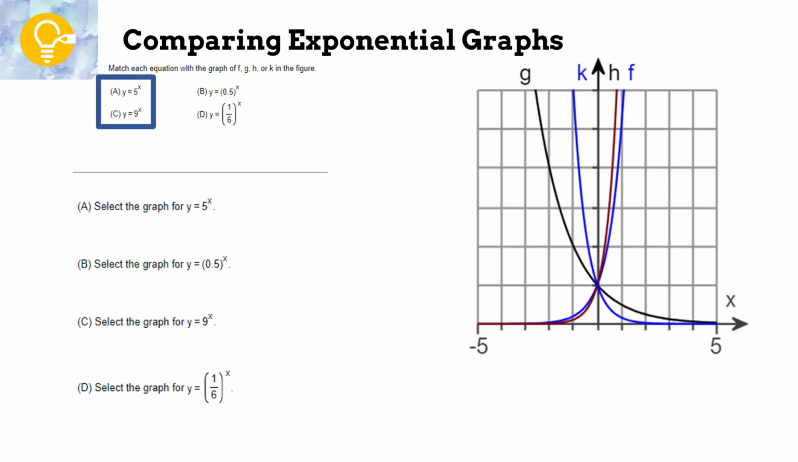Let's look at A and C together. Those both have when b, our base, is greater than 1. B and D are both when we have a base between 0 and 1. 1/6 to the x is the same thing as 0.16 repeating to the x.